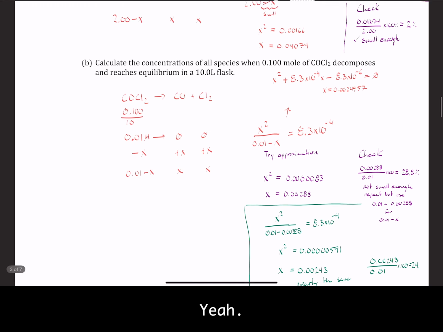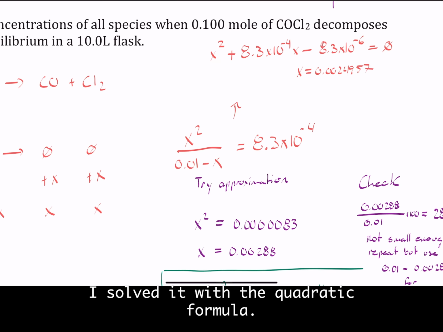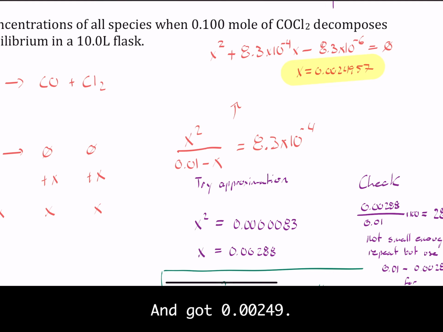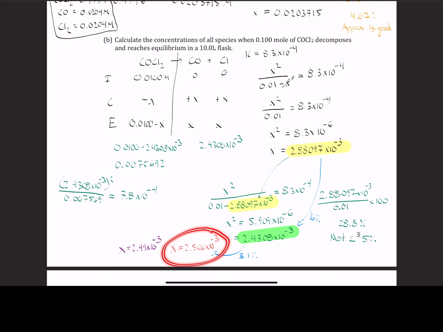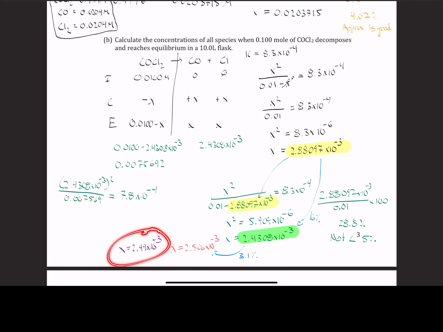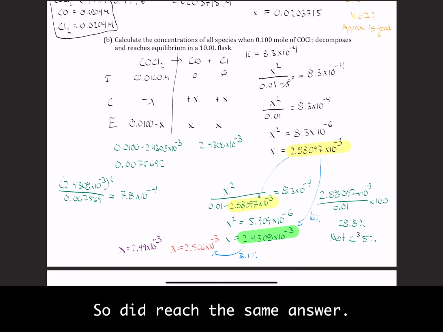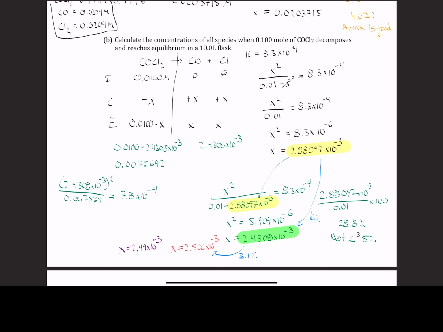Did I solve it exactly? Oh yeah. So earlier when I did this, I solved it with the quadratic formula and got 0.00249, which compared to what we were just looking at in the red is 2.506. And then even when I did the approximation again, I got 2.49. So I did reach the same answer. And you would always get the same answer. You don't have to do any approximations.